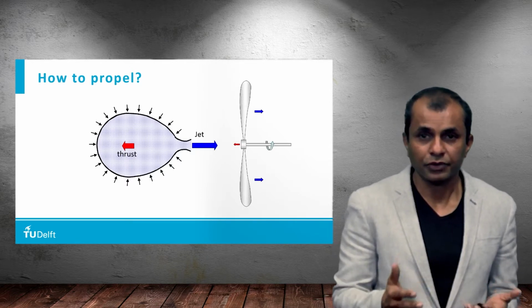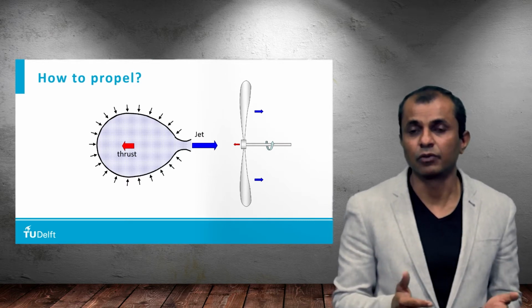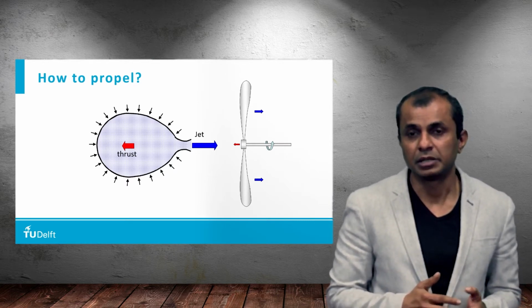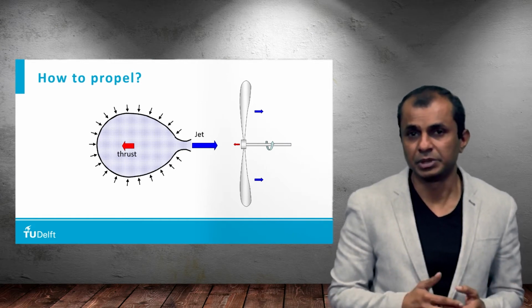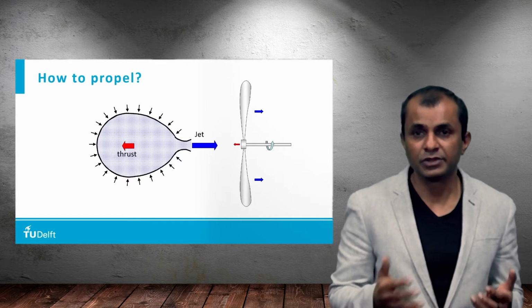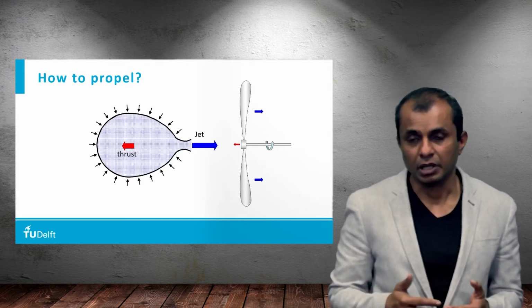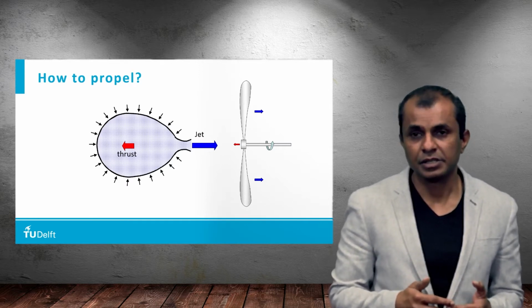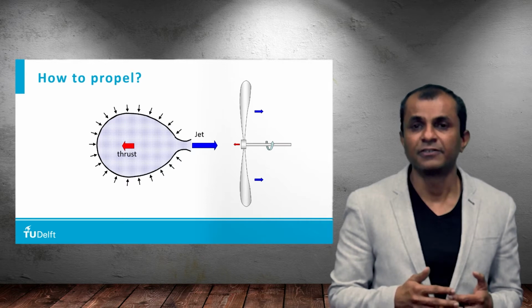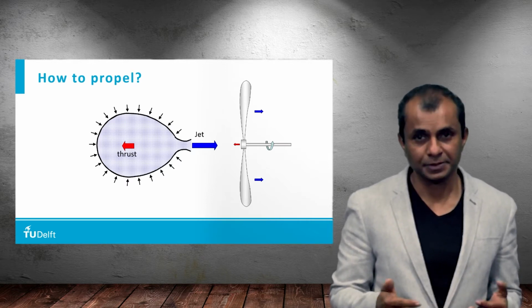Now, one way of creating this thrust is like what we did in the balloon, but a propeller is also working on the same principle. The blades of the propeller push the air, and when they do push the air, it increases the momentum of the fluid. That increase in the momentum of the fluid creates a force. That force pushes the propeller forward.